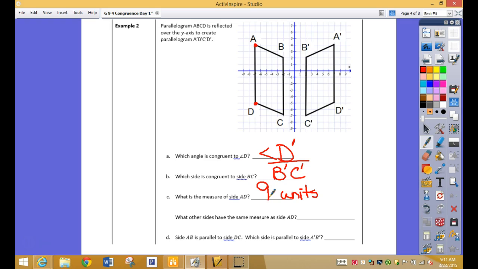What other sides have the same measure as AD? Yep, this one and this one are congruent. So BC, comma, any others?